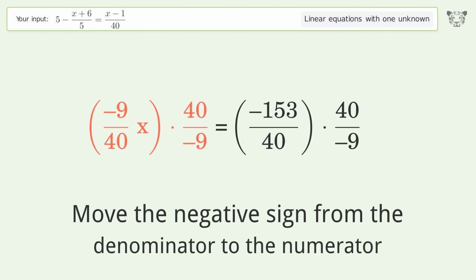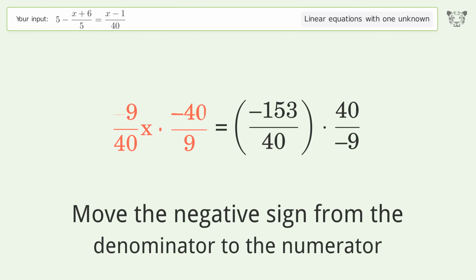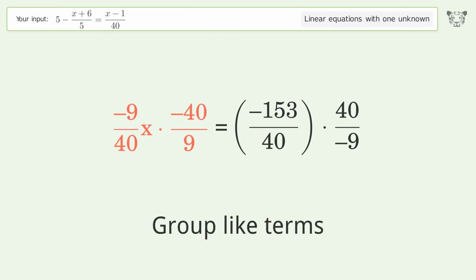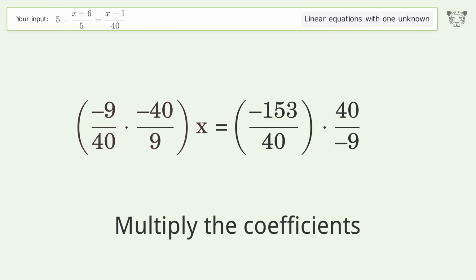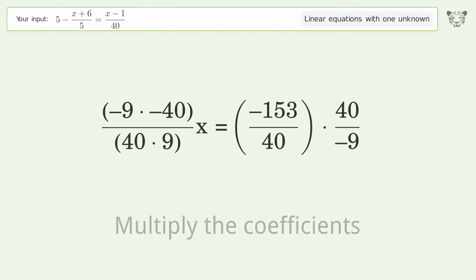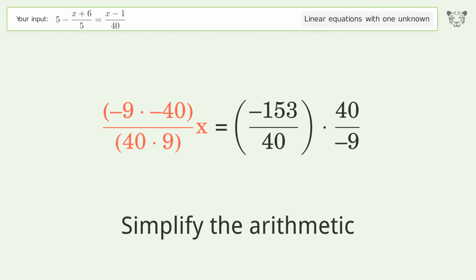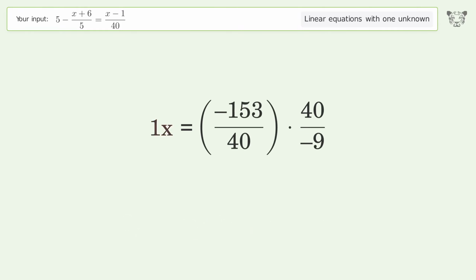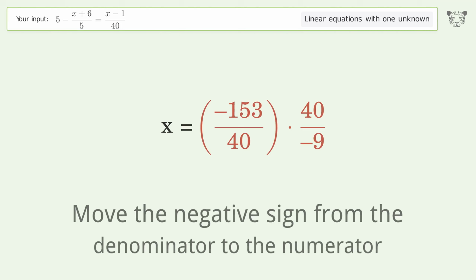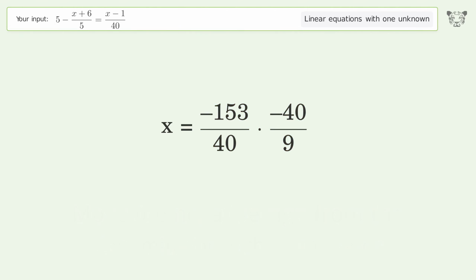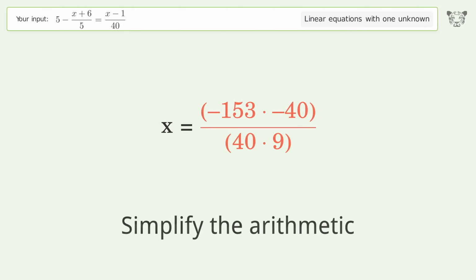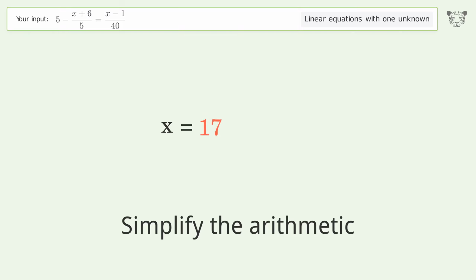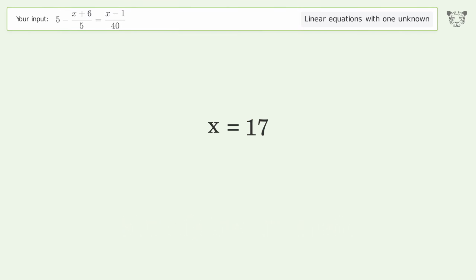Move the negative sign from the denominator to the numerator. Group like terms. Multiply the coefficients. Simplify the arithmetic. Move the negative sign from the denominator to the numerator. Multiply the fractions. Simplify the arithmetic. And so the final result is x equals 17.